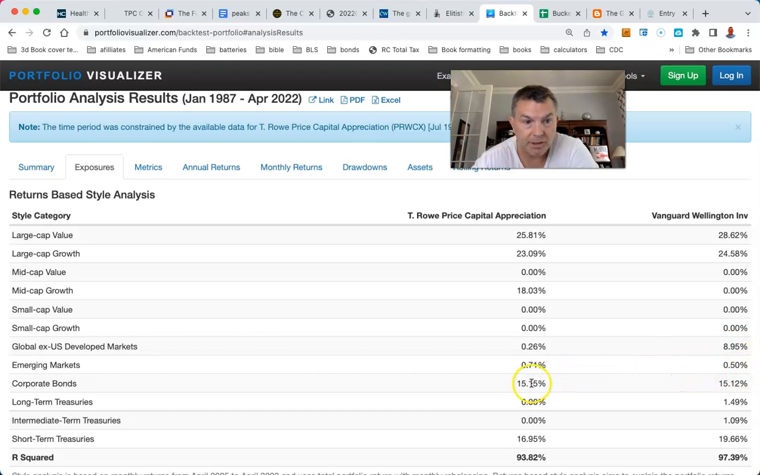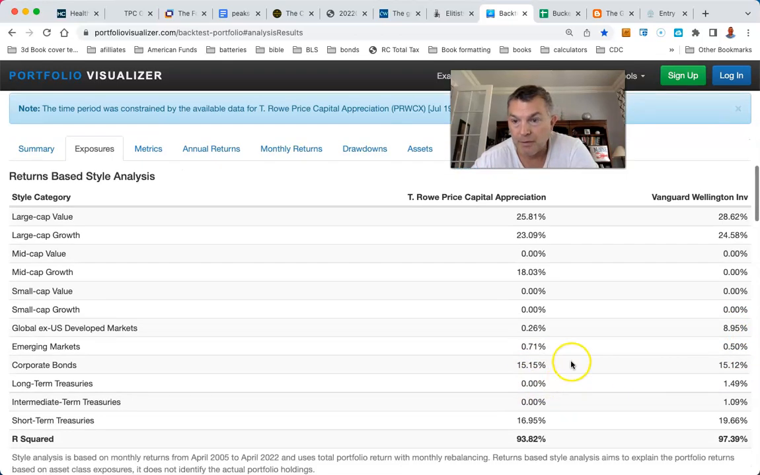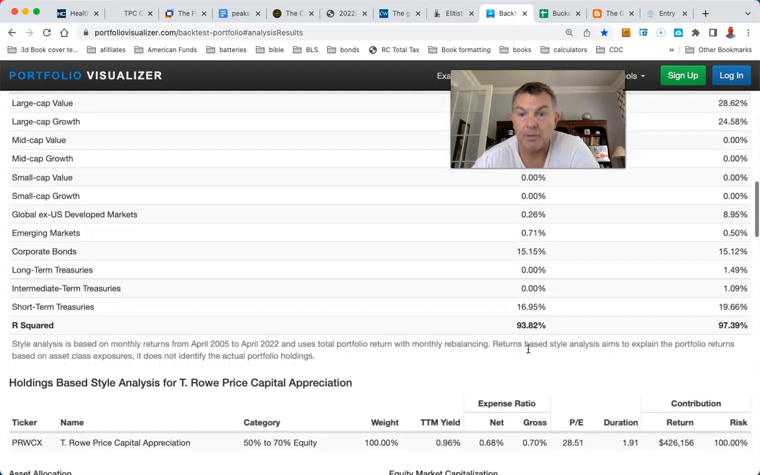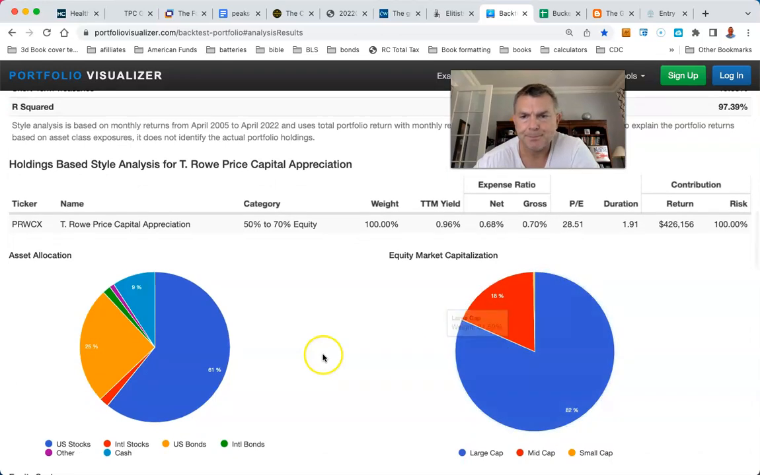Neither have much in emerging. They both have a lot of corporate bonds, 15% corporate bonds, and short-term treasuries. Wellington's got 20% short-term treasuries. T. Rowe Price has 17%. So the only really big difference here is T. Rowe Price got 18% in mid-cap growth, where Wellington instead has about 9% in U.S. developed markets, yeah, Europe and whatnot. That's interesting.